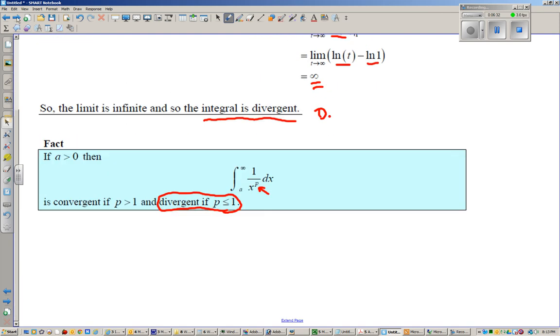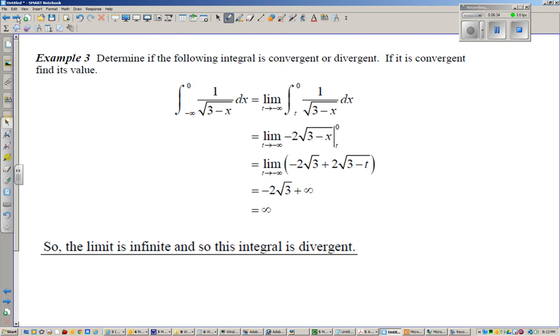Let's take a look at yet another example. Here's one where there's an infinity now in the lower limit. We see it negative infinity to 0. Again, a type 1, easy to spot. These are the ones where the interval is infinite, right? So we're going to rewrite that. We're going to put t now down in the lower limit, and we're going to say as that lower limit goes to negative infinity up to 0.